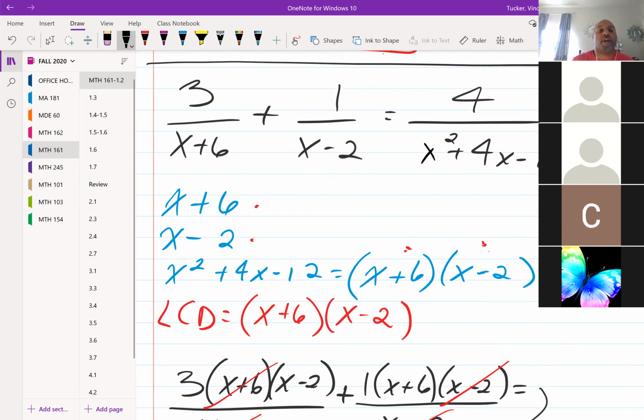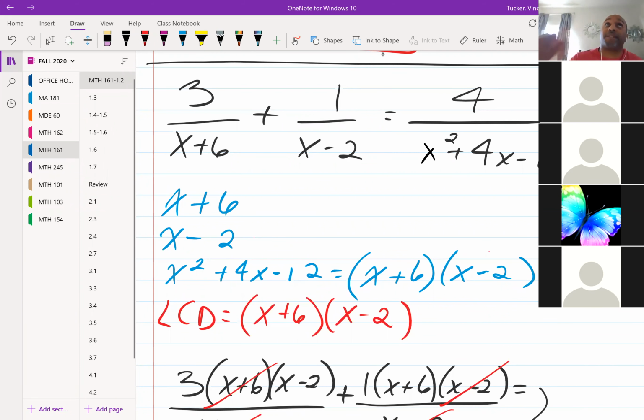All right, so here we have 3 over x plus 6 plus 1 over x minus 2 equal to 4 over x squared plus 4x minus 12. So we need our LCD, and this is going to lean on your factoring skills a little bit. So we have x plus 6, x minus 2, and our third denominator, when you factor it out, x squared plus 4x minus 12 is going to be x plus 6 times x minus 2 as well.